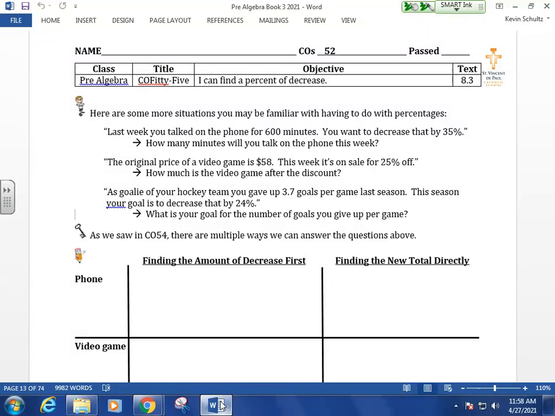So the first situation, last week you talked on the phone for 600 minutes. You want to decrease that by 35%. And the question is, how many minutes will you talk on the phone this week? Last week, 600 was too much. You want to decrease that by 35%. So what is that going to work out to minutes talked on the phone for this week?